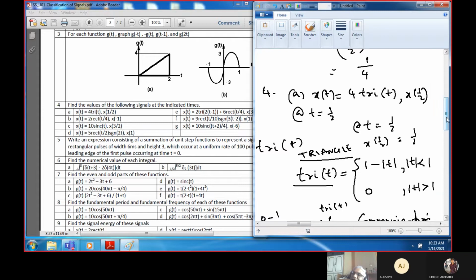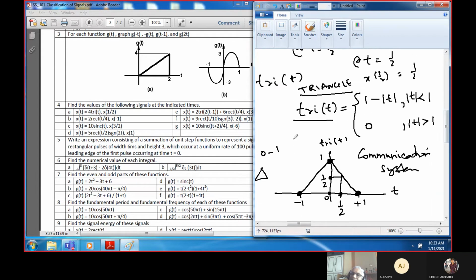You understood? So like this, unless we know the triangle function, it will not be possible for us to solve the problem. Now this definition is there. I will send you the handout also, and you should note it down carefully. In future, whenever we use it, you should always try to remember this particular function.